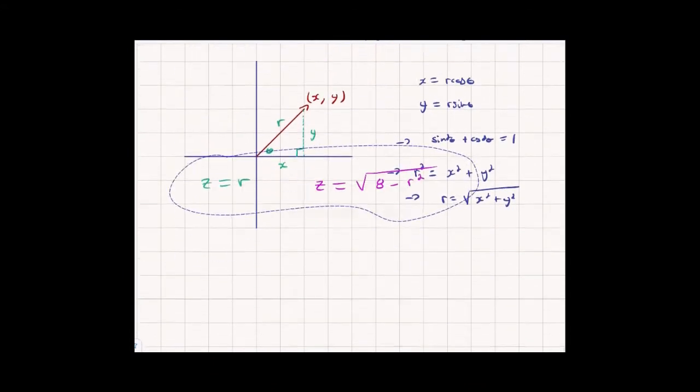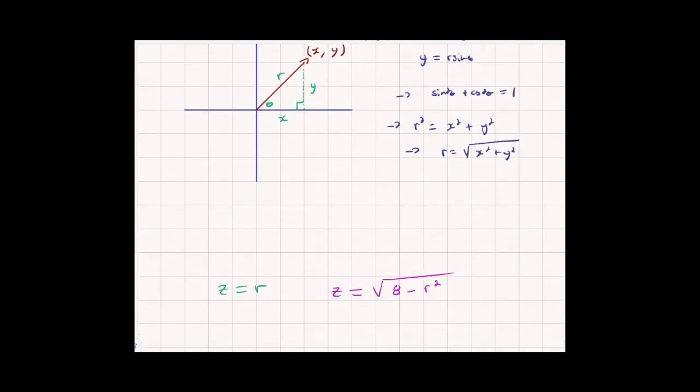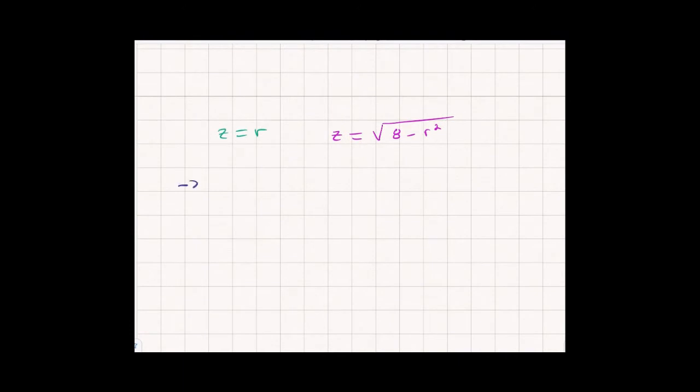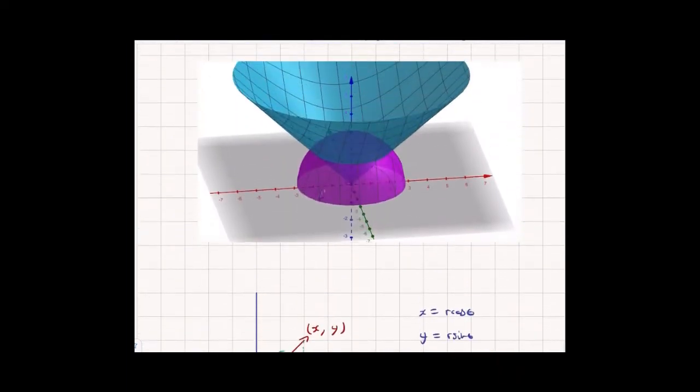And we can see that by making the substitution for the r. And this is also going to allow us to find the intersection, to find the polar region over which we're integrating. We'll do that in a moment. But z being equal to r can actually be written as z is equal to the square root of x squared plus y squared, which does give us a cone. And z is equal to the square root of 8 minus r squared we can rewrite as z is equal to the square root of 8 minus x squared minus y squared. And that shows us that this object here is actually a dome whose peak is at the point 0, 0, square root of 8.